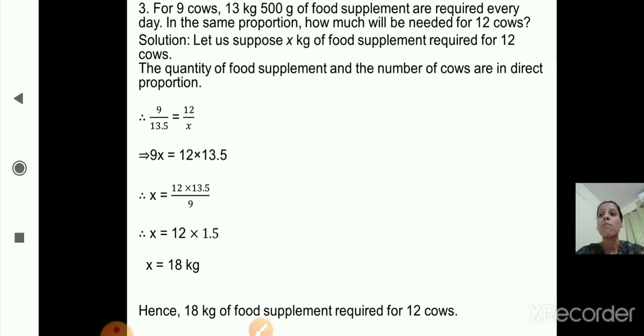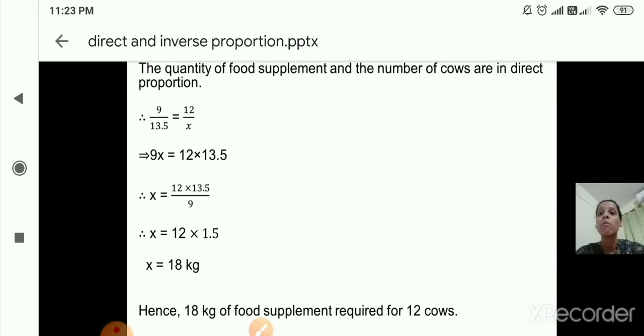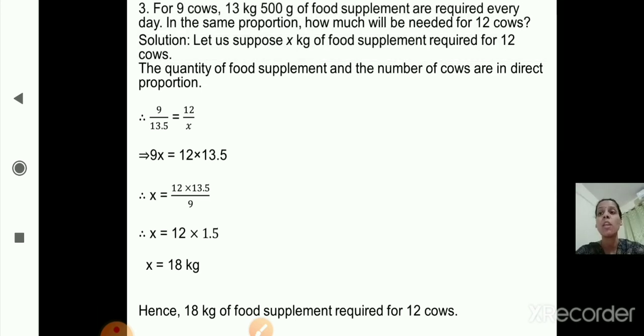Now we will find out the quantity of food supplement which is required for 12 cows. Let us suppose x kg of food supplement is required for 12 cows. The quantity we have to find out, we will consider as x. The quantity of food supplement and the number of cows are in direct proportion.